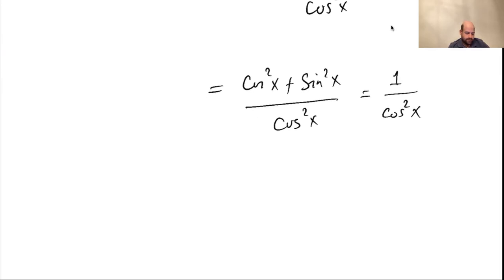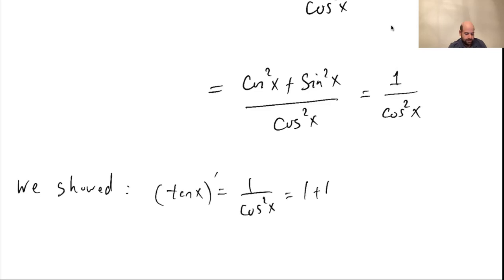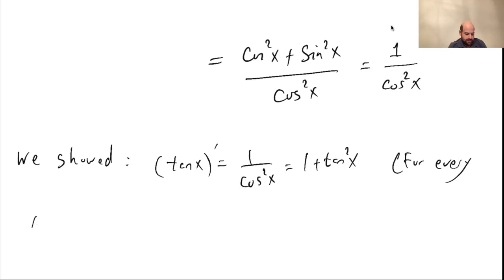Okay, so that's it. So we showed tan x derivative is 1 over cos squared x, which is the same as 1 plus tan squared x for every x in the domain of tan x.